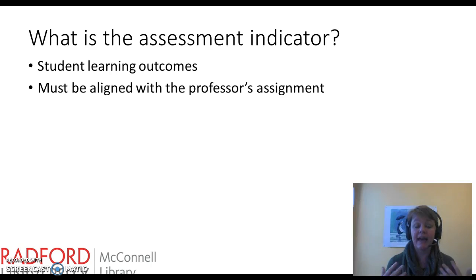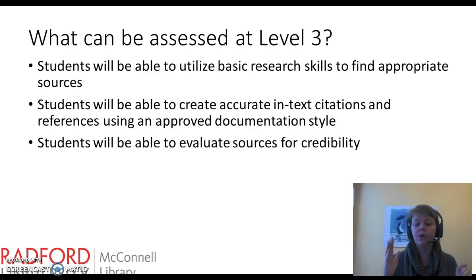We have had some spectacular failures because we had something in our rubric, an indicator, that the professor was not requiring. Let me go to some of the sample indicators. I think this will help. So here are some very common student learning indicators that are looked at in information literacy. Students will be able to utilize basic research skills to find appropriate sources. They'll be able to create accurate in-text citations and references using an approved documentation style. Students will be able to evaluate sources for credibility.